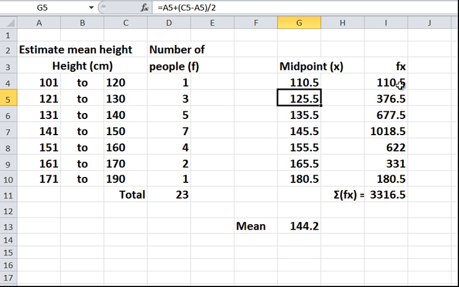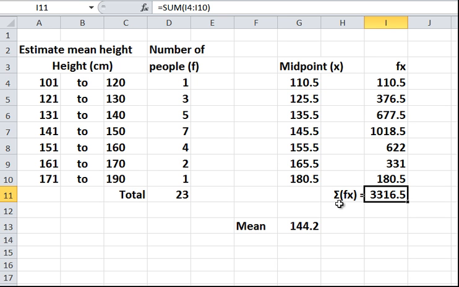And the frequency is over here. What we do is we multiply the midpoint times its frequency. So it's 110.5 times 1, which is 110.5, and so on. 125.5 times 3 is 376.5. So it's fx. F for frequency, x for the midpoint. Fx, multiply the two together. And when we add it up, we get this.